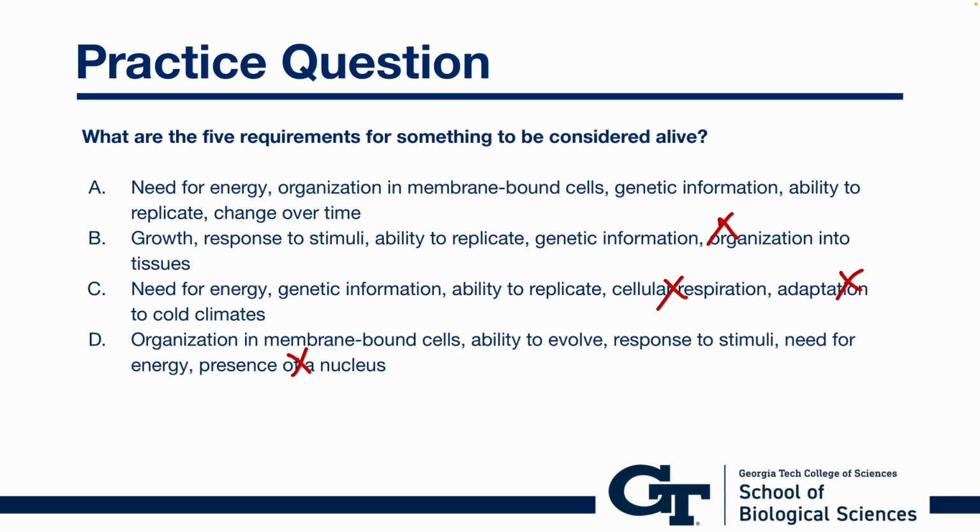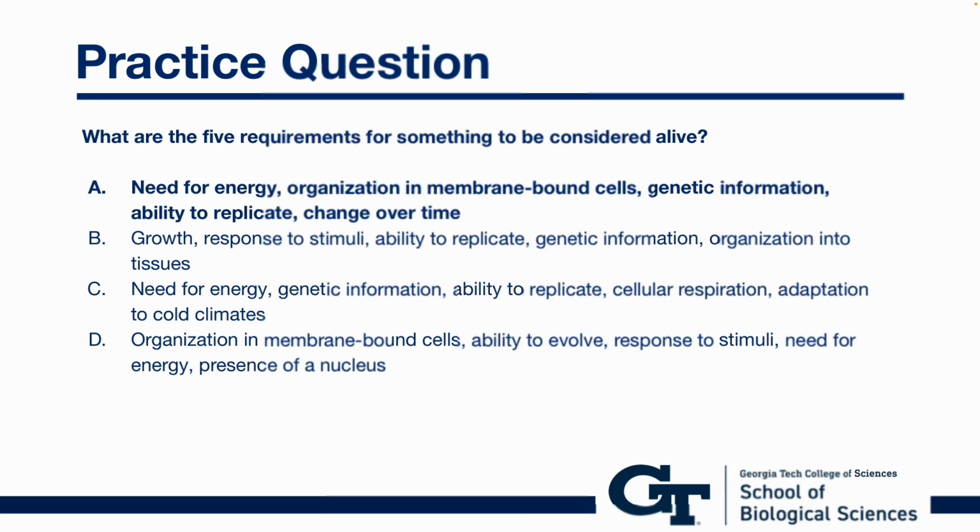So lastly, looking at answer choice A, yes, we need energy. Yes, we're organized into membrane-bound cells. Yes, we store genetic information. Yes, we replicate. And yes, we change over time. So just again, commit those to memory because those are the five basic requirements for something to be considered alive.